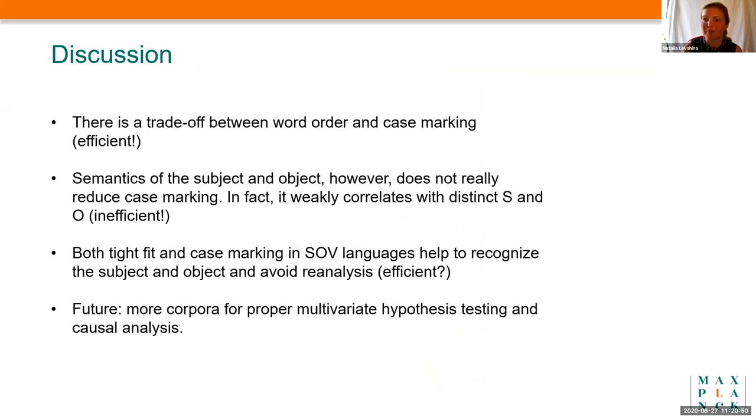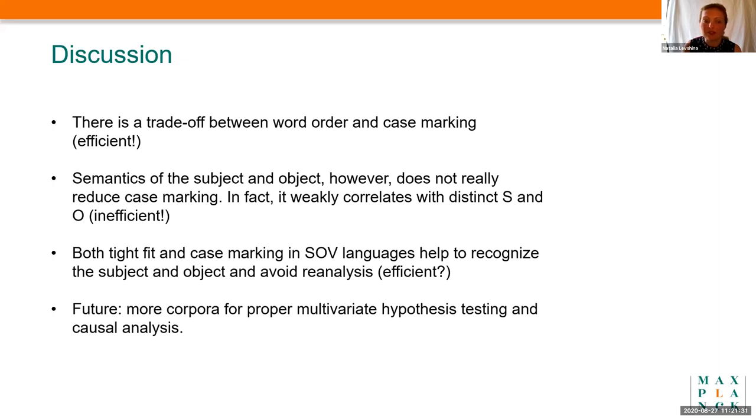And I'll round up with the discussion. So there is a trade-off between word order and case marking, as expected. That's something that we know already, and I guess a manifestation of language efficiency. However, the semantics of the subject and object doesn't really reduce case marking, as the semantic cues do. In fact, the strength of these semantic cues weakly correlates with case marking and with distinct subject and object forms, and this is not efficient. It is kind of over-specifying who did what to whom.